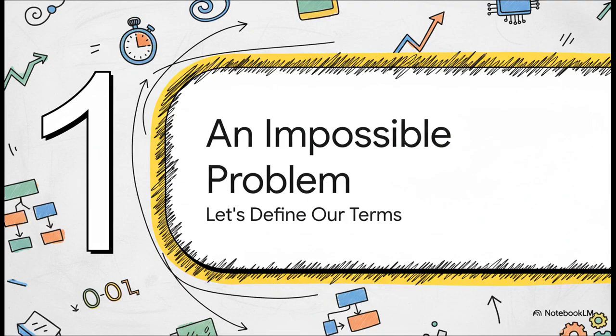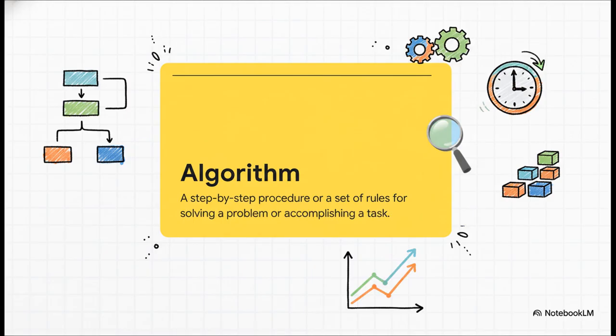All right, so first things first, we've got to get our terms straight. We're about to tackle what sounds like an impossible problem, so we absolutely need to define our tools before we dive in. So what is an algorithm, really? Well, at its core, it's just a set of step-by-step instructions for solving a problem. The recipe analogy is perfect. You take your inputs, your flour, your sugar, and you follow the steps to get a very specific output, a cake. The key here, and this is super important, is that every single step has to be crystal clear.